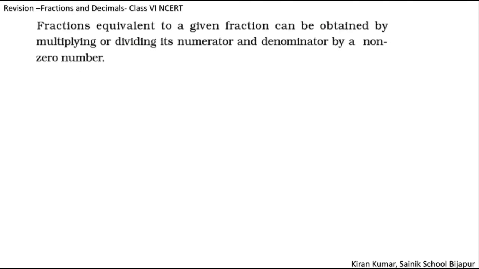Fractions equivalent to a given fraction can be obtained by multiplying or dividing its numerator and the denominator by a non-zero number. A fraction in which there is no common factor except 1 in its numerator and the denominator is called the simplest form or the lowest form.